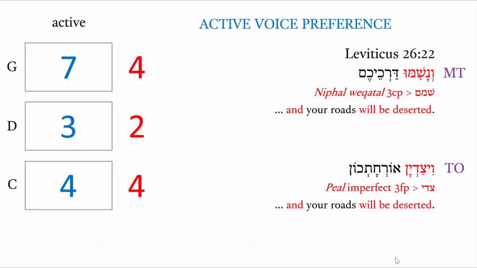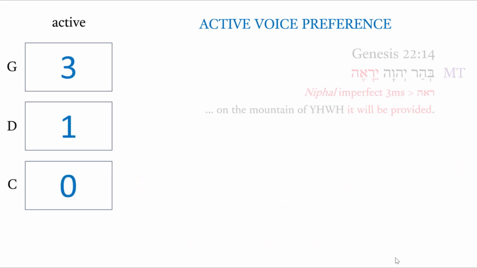"And your roads will be deserted." What's going on here with this? Well, this seems to be where the kal and the nifal had actually the same idea, this sort of stative idea. So the mere fact that the Hebrew's in the nifal doesn't seem to affect Onkelos' translation. So if the nifal means the same thing as the kal, okay, we understand.